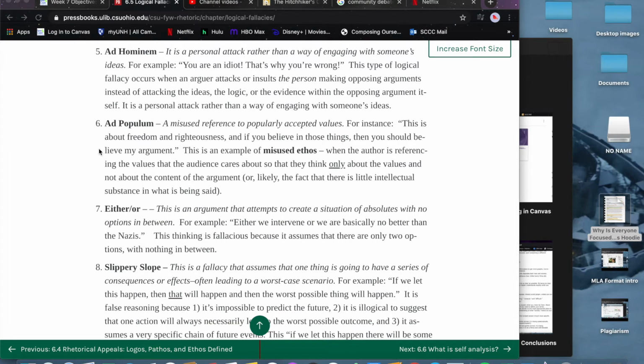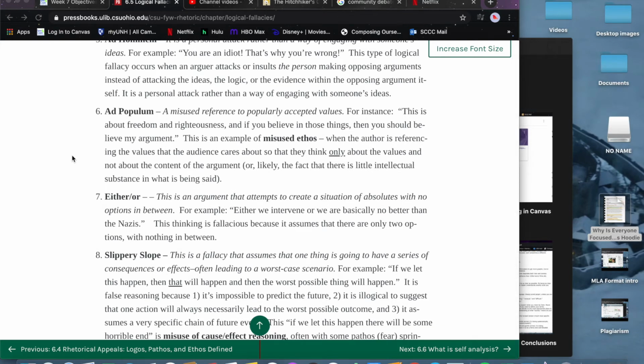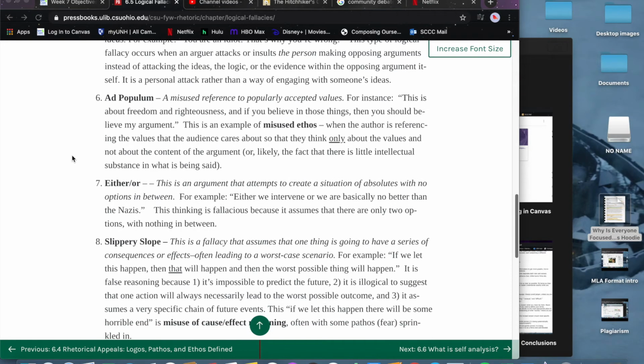Ad populum is when you misuse or reference popular accepted values. So for an example that they provide here, this is about freedom and righteousness, and if you believe in those things, then you should believe my argument. Okay, so what are the values that they're referencing? Well, that's a really personal thing, so you have to understand your audience. But also, just because you are equating them to freedom and righteousness does not mean that your audience is also equating these things to freedom and righteousness.